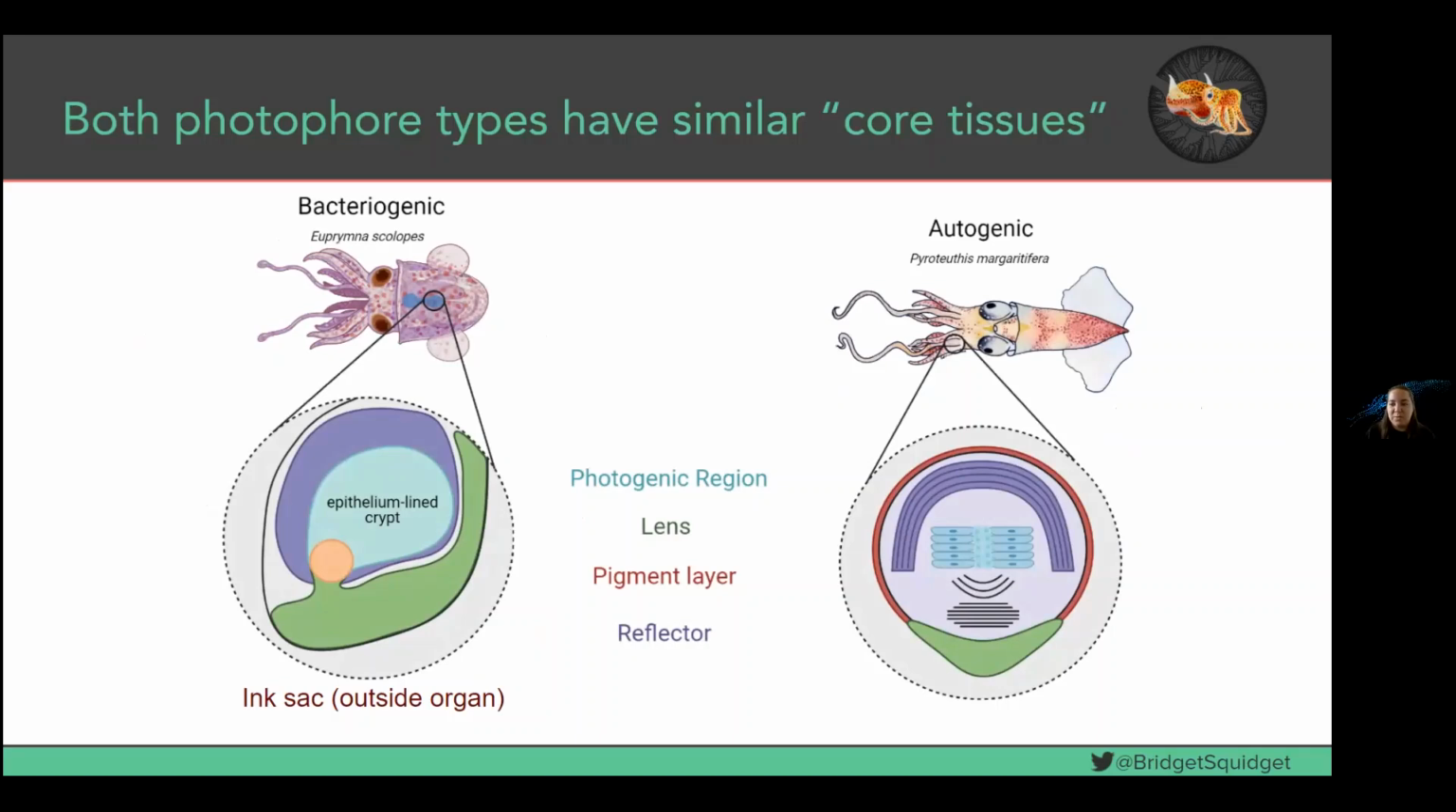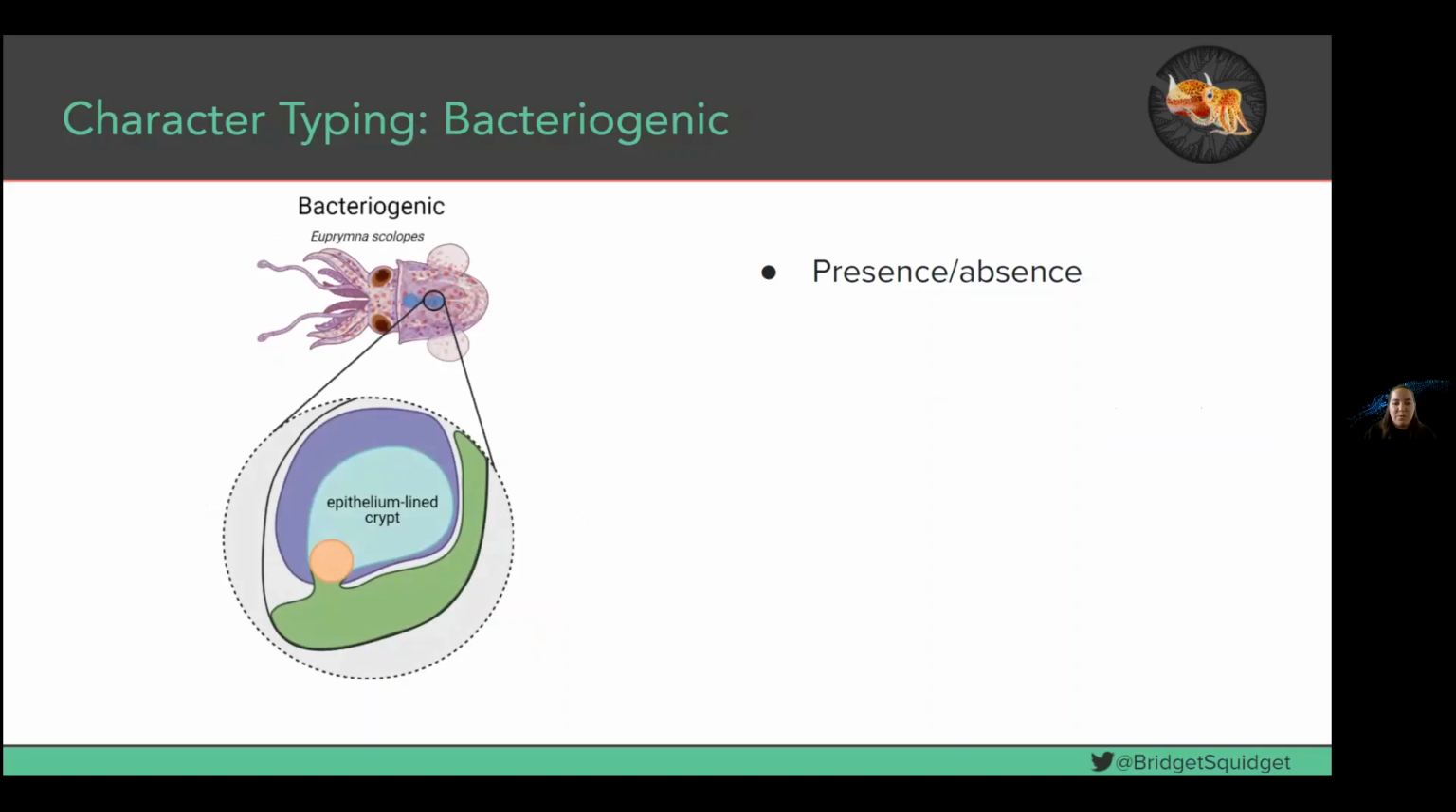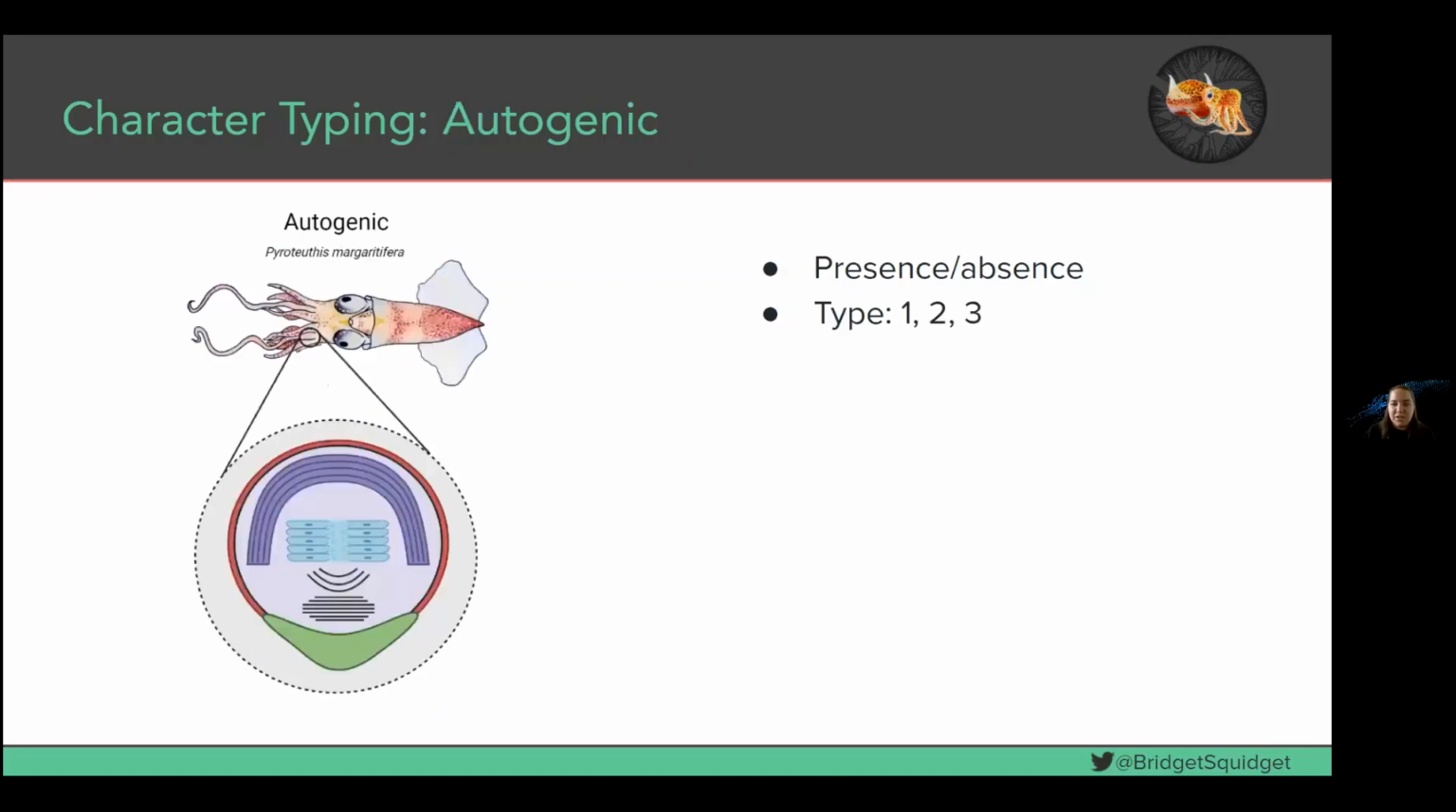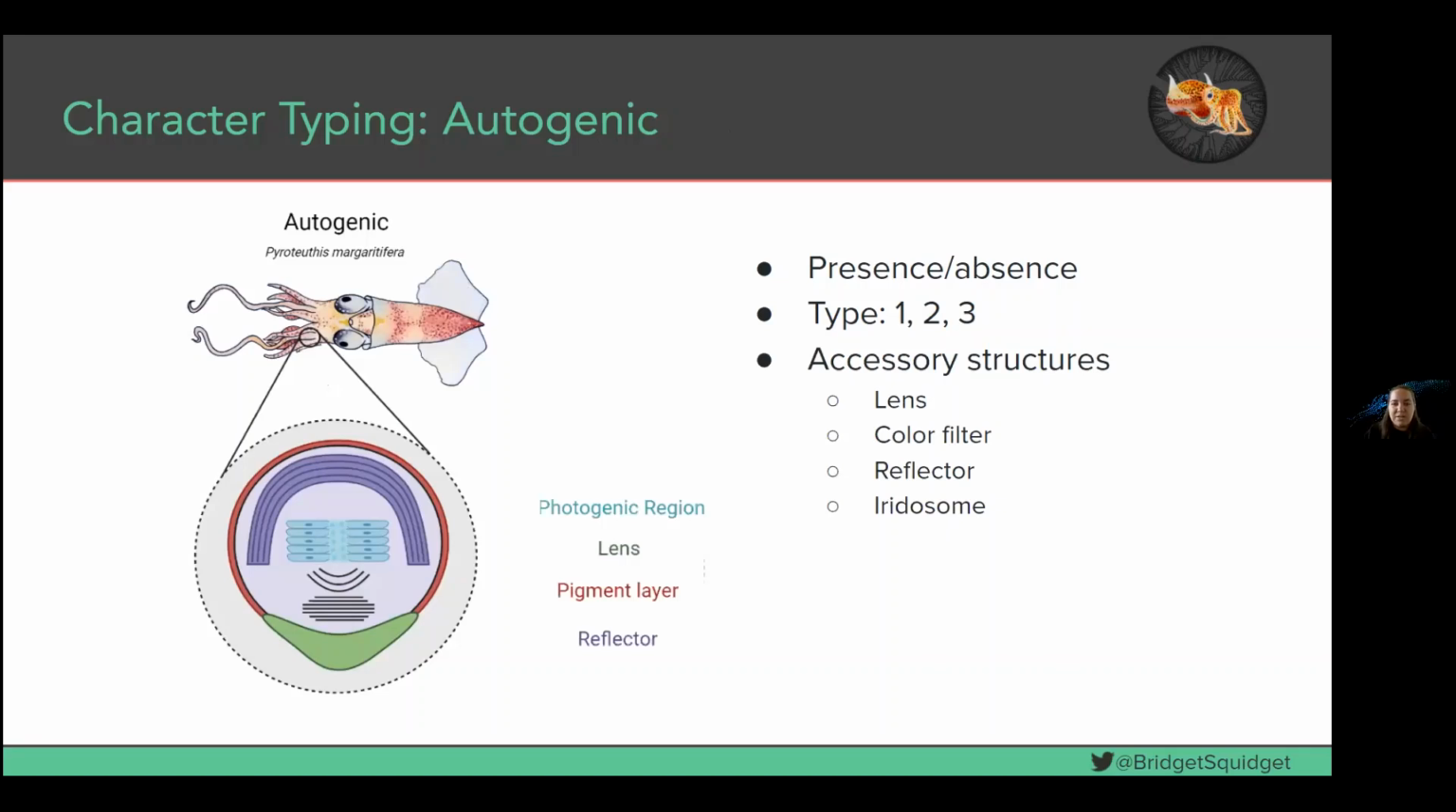So when we looked at autogenic, we wanted to dig deeper into that tissue biological level to see if convergence patterns remained. So when we were characterizing our different species photophores, for bacteriogenic photophores, we scored presence or absence. And then for autogenic, we scored presence and absence and then separated those organs into type 1, 2, or 3 based on some previous definitions. And then we also characterized the presence of the lens, color filter, reflector, and iridosome, as well as the different types of those. The lens, color filter, and reflector give us some insight into the tissue level of organization, and the iridosome gives us a subcellular perspective.